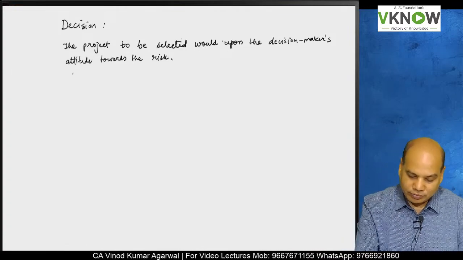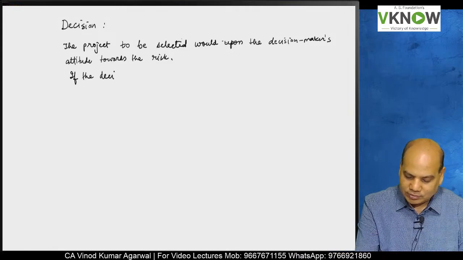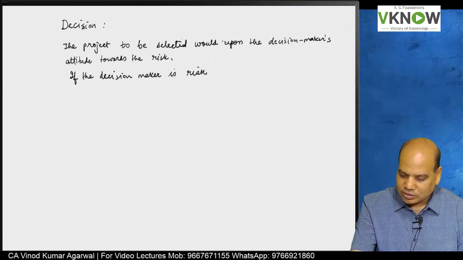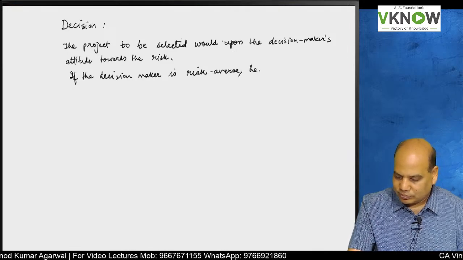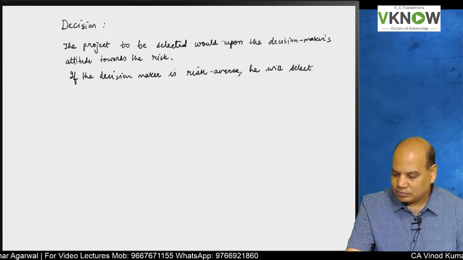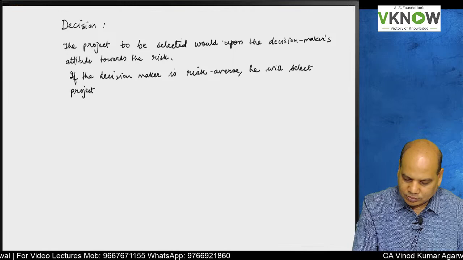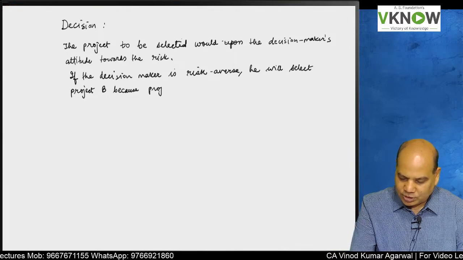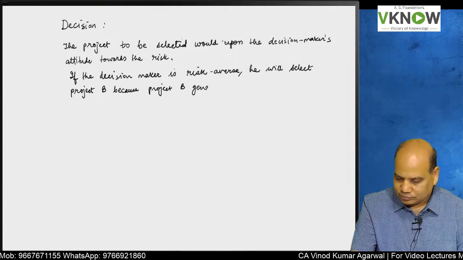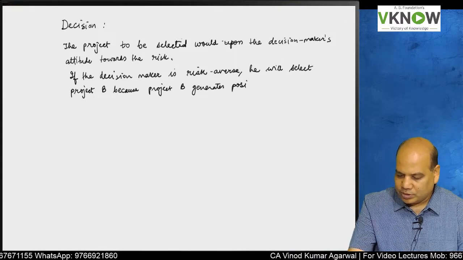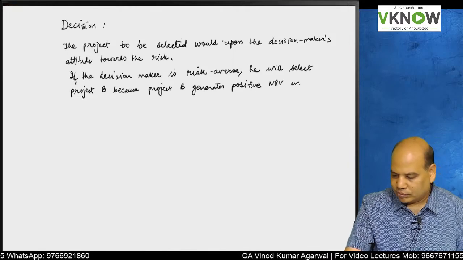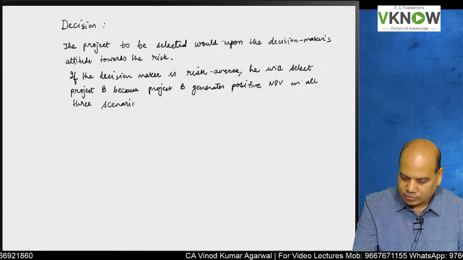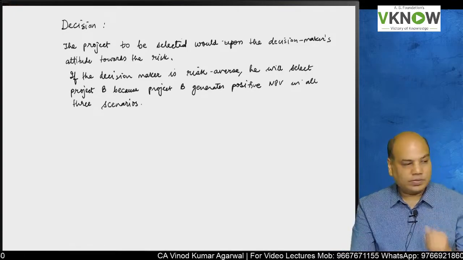So next line, write down, if the decision maker is risk averse, he will select project B. He will select project B because project B generates positive NPV in all three scenarios. Project B generates positive NPV in all three scenarios.